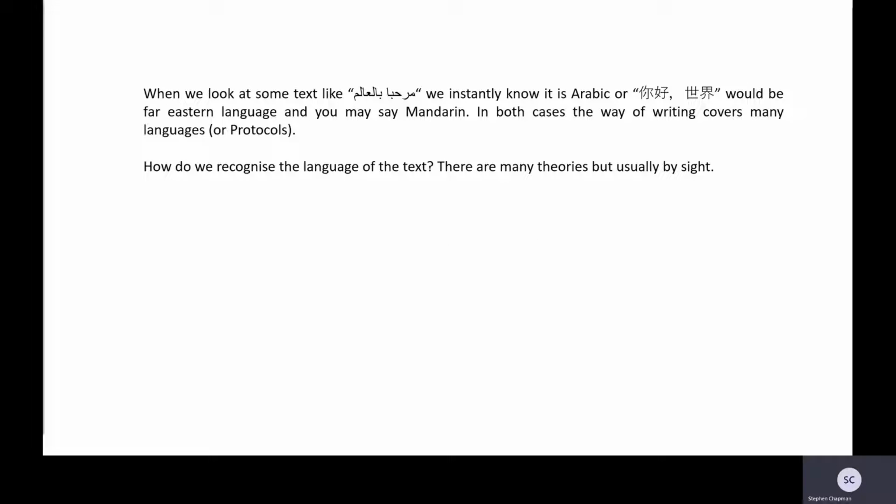So we look on the screen here, we can see there is some writing that we might say is Arabic. There's some writing here we might say perhaps is Mandarin. How did we recognize them? How do we know that's what they are? This comes through us recognizing them by sight, understanding what they look like.